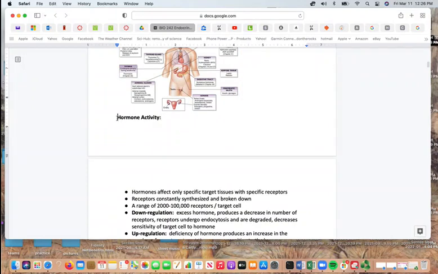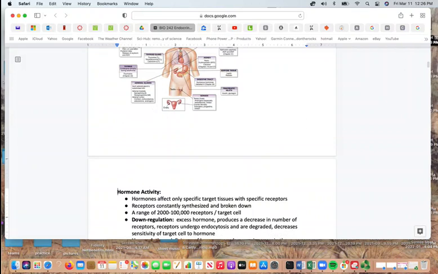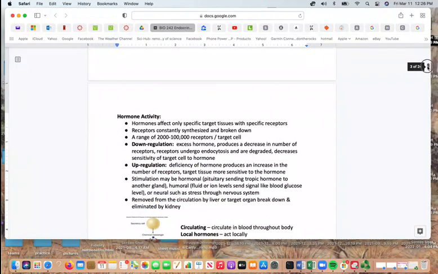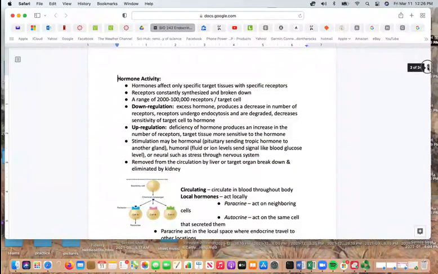So when we look at hormone activity, hormones are going to affect only specific target tissues with specific receptors. They don't end up in unplanned places. The receptors are going to be constantly synthesized and broken down. So you'll have a range of 2,000 to 100,000 receptors on the target cell. This allows their response and activity to be regulated.